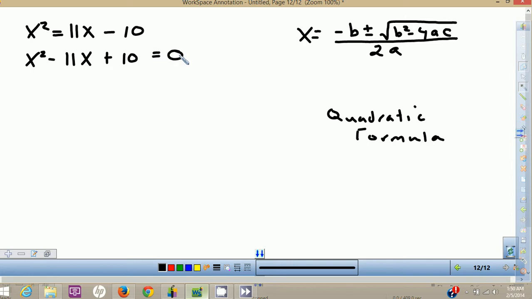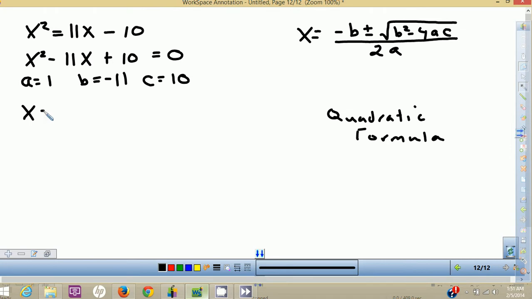Now, once we have it in standard form, at least while you're learning, it's a good idea to actually write down the values for a, b, and c. The a is the coefficient of the x squared term. It's equal to 1 in this example. The b is the coefficient of the x term. It's equal to negative 11 in this problem. And the c is the constant term. In this problem, it's equal to 10. Once you've made that determination, then it's simply a matter of plugging those numbers into the quadratic formula. Once you have simplified them, you'll then have your solutions to your quadratic.